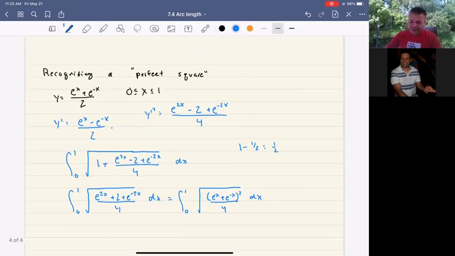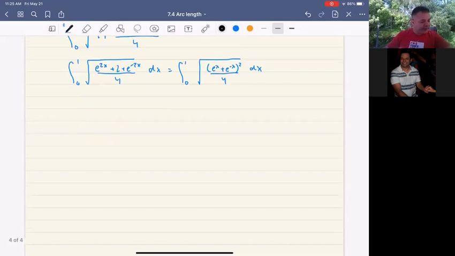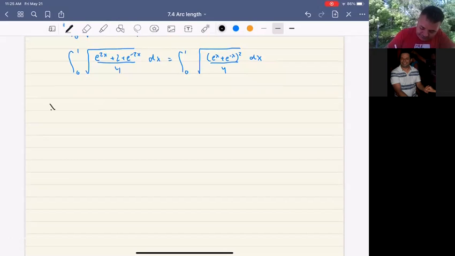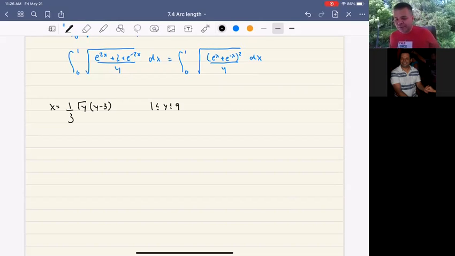Let's do another one. We're just setting these up. So let's take x equal 1/3 square root of y minus 3. Here we have limits on y. So there's not really much difference. All we really have to do is set up the symmetric problem. So in this case, it's the integral in y, 1 plus dx dy squared, with an integral in y.